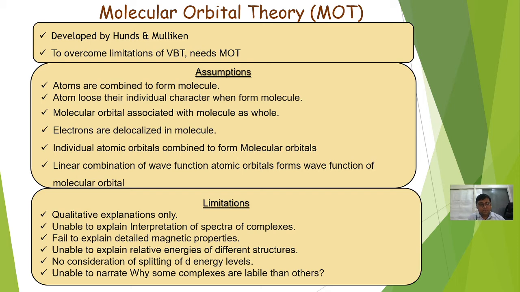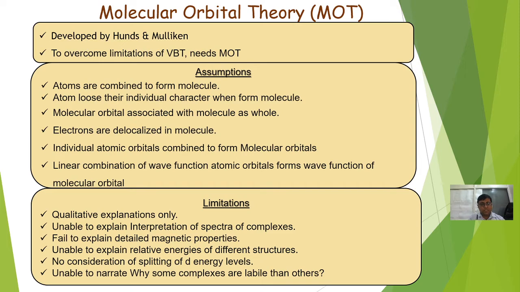By understanding some drawbacks or limitations in valence bond theory, Hund and Mulliken developed a molecular orbital theory. So why is there a need for molecular orbital theory? To overcome the drawbacks or limitations associated with the valence bond theory.